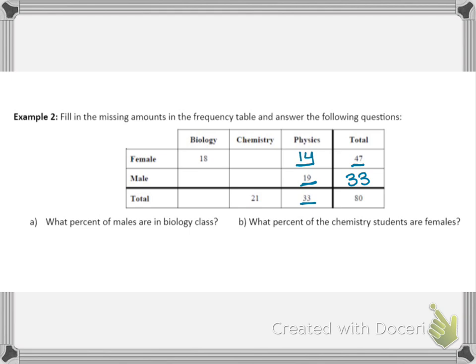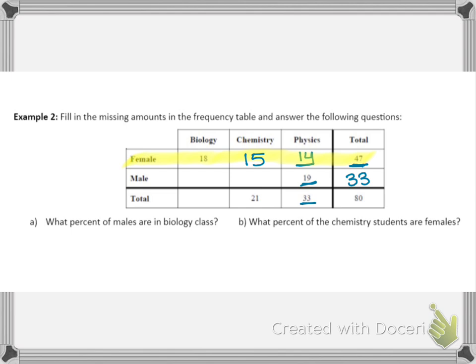I can also do this same process if I'm looking at a row. So up next, I want to look at this row right here. I can see over on my column far to the right, there should be 47 total students, but I don't know how many students are in the chemistry class. So to find that value, I can take 47 minus 14 minus 18, and it gives me that there should be 15 students in the chemistry class that are females.